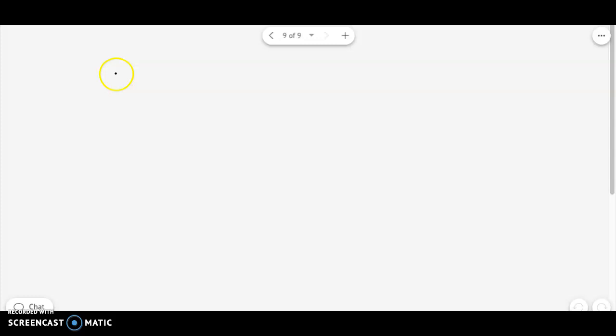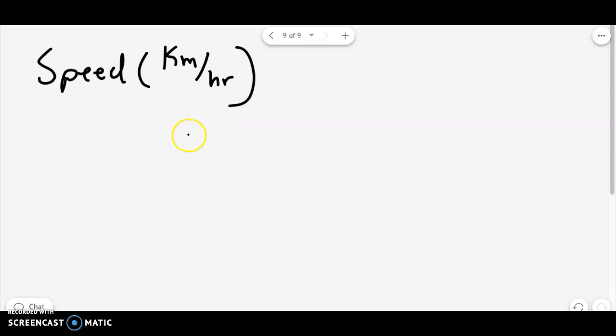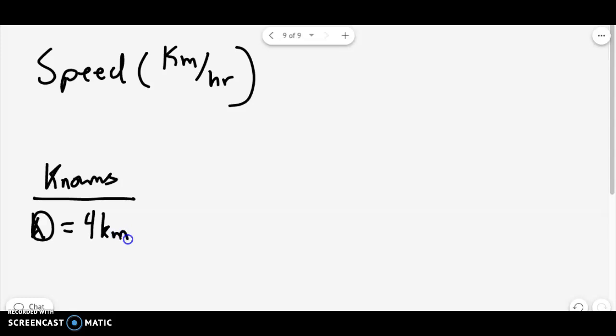Number two, calculate the average speed in kilometers per hour. All right, so we want to do exactly what we did before, but this time we want our units to be in kilometers over an hour. If Charlie runs 4 kilometers, that's the distance, or X or D. It's 4 kilometers away at a time of 30 minutes. What is his speed?